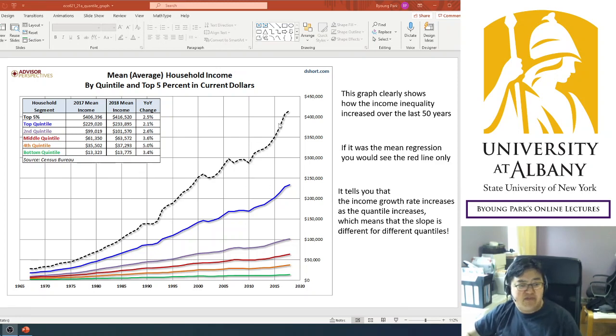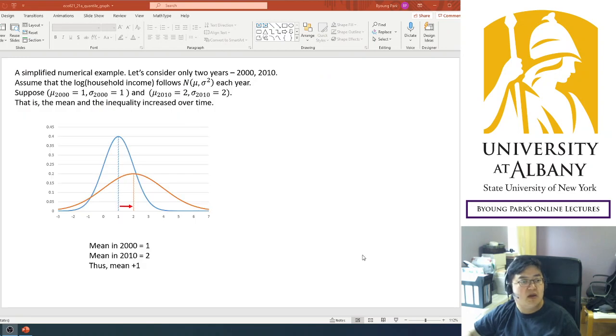So if you estimate quantile regression at top 5%, this will be your estimate, and this will be your top 20%. So exactly the same thing can be done by quantile regression. So quantile regression is doing something like this, right?